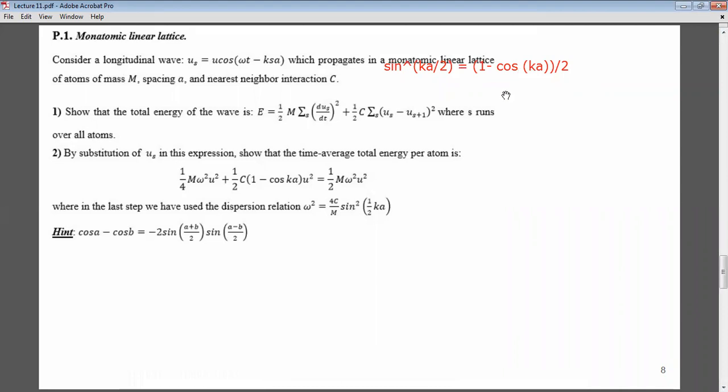We will just keep it here. It's okay, I cannot move it further. And we will use another identity, it will show up later, and we will use this: cosine A minus cosine B is equal to this.